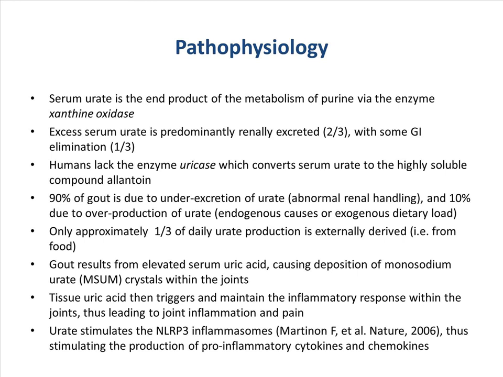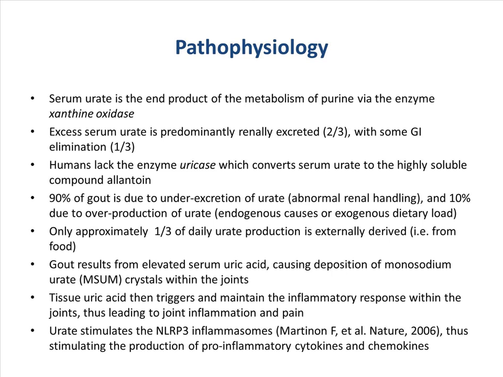Serum urate is the end product of the metabolism of purine via the enzyme xanthine oxidase. Excess serum urate is 2/3 renally excreted and 1/3 GI elimination. Humans lack the enzyme uricase, which converts serum urate to the highly soluble compound allantoin. 90% of gout is due to underexcretion of urate and 10% due to overproduction of urate from endogenous causes or exogenous dietary load. Only approximately 1/3 of daily urate production is externally derived from food.